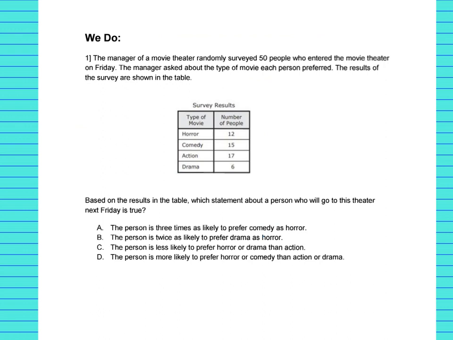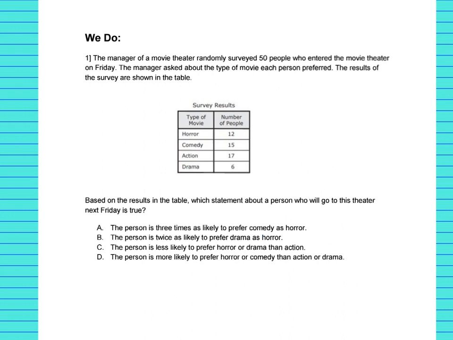Here we are. This is going to be our last set of questions, folks. This problem says the manager of a movie theater randomly surveyed 50 people who entered the movie theater on Friday. The manager asked about the type of movie each person preferred. The results of the survey are shown in the table. So when we look at this table, we have horror, comedy, action, and drama.